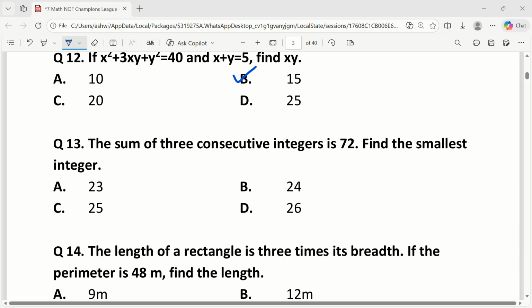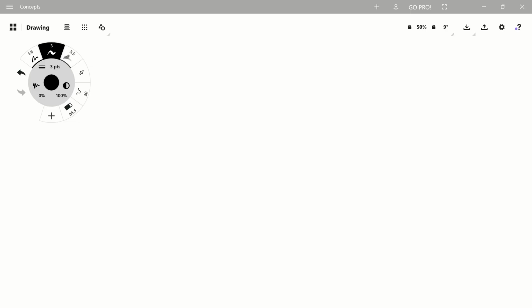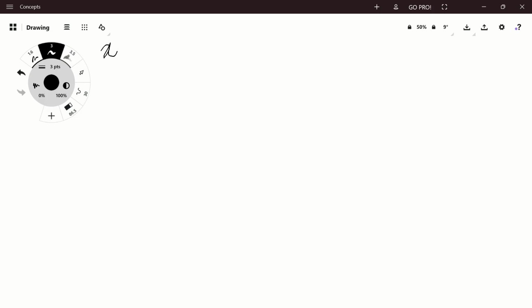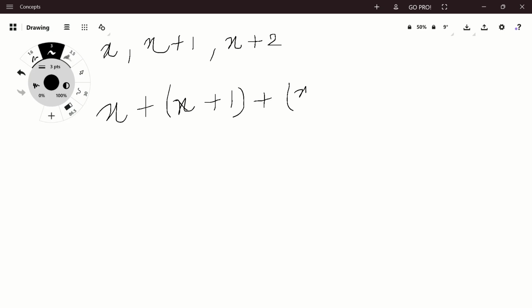Question number 13. The sum of three consecutive integers is 72. Find the smallest integer. Let the first integer be x. Then the next two integers will be x plus 1 and x plus 2. Sum of these three integers is 72. So, x plus 1 plus x plus 2 is equal to 72.